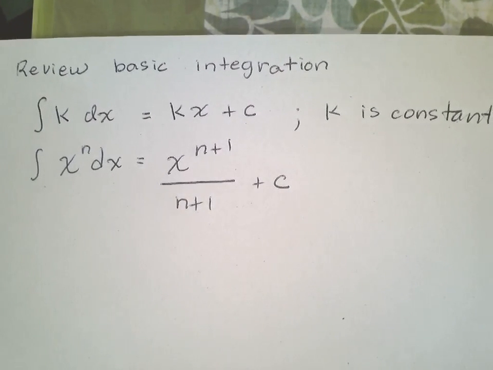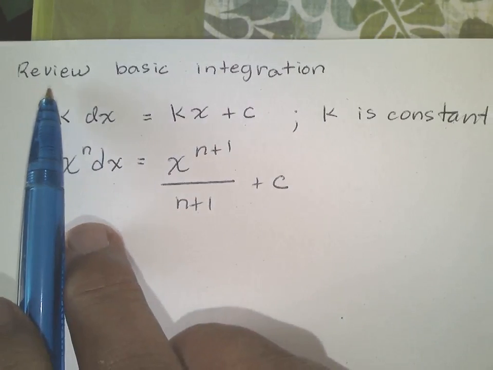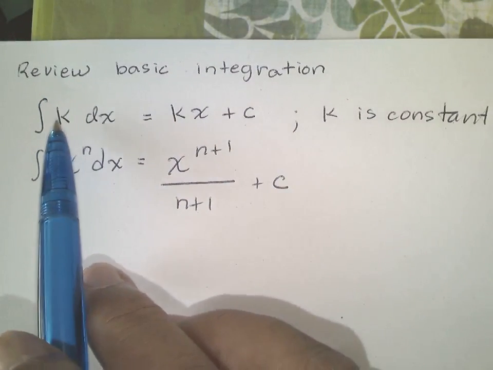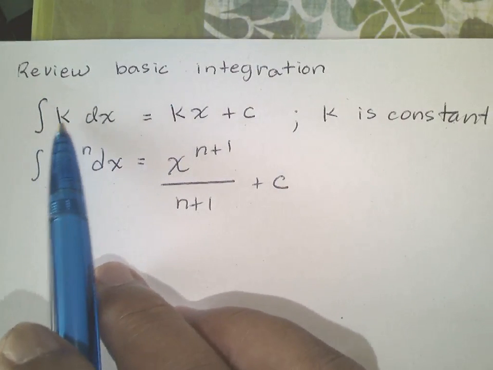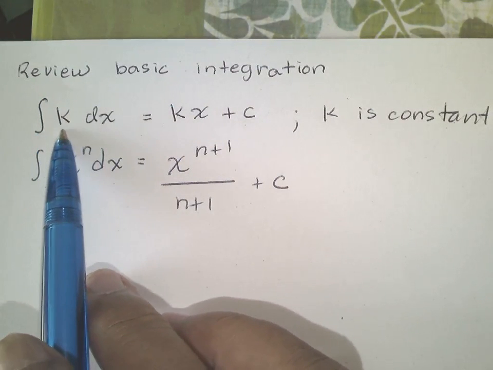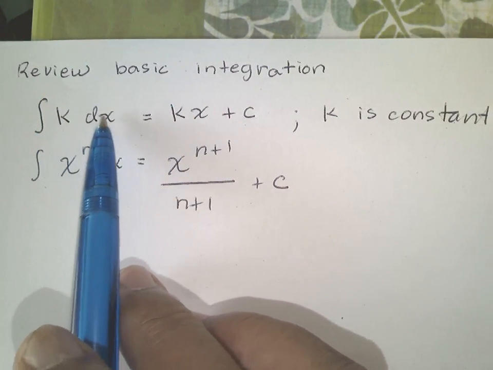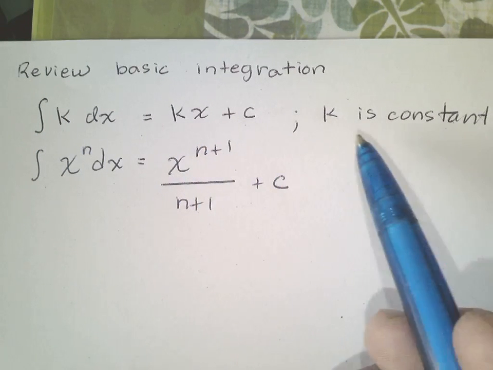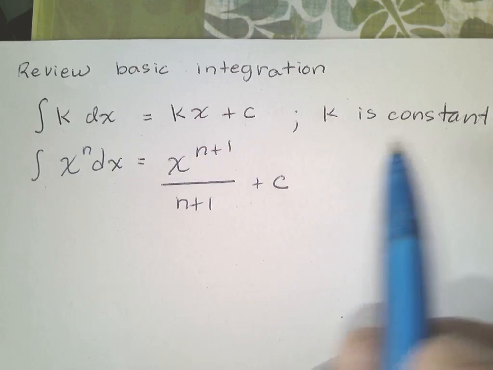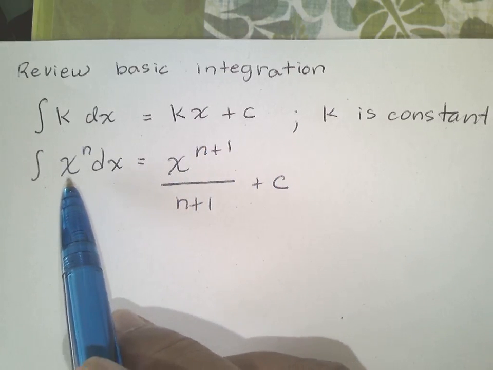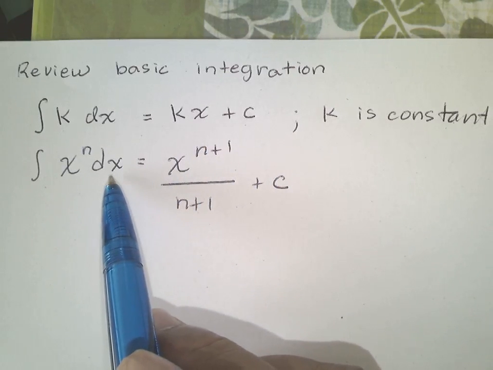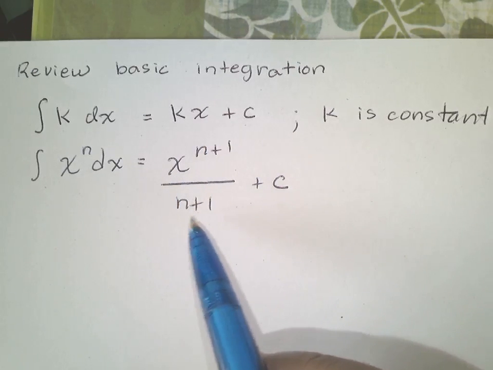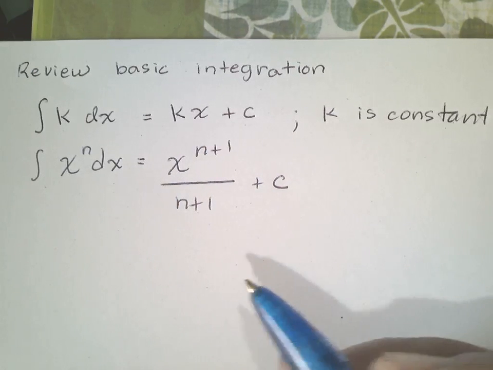Hi guys, in this video we're going to look at the revision of basic integration. Last time we discussed that the integral of a number k with respect to x is equal to kx plus c, where k is a constant, and the integral of x to the n with respect to x is x to the n plus 1 over n plus 1 plus c.